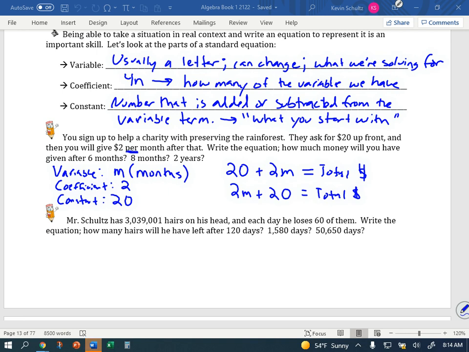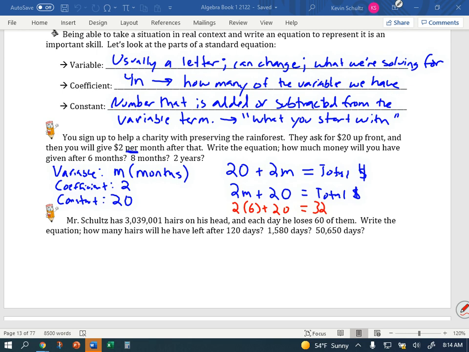Okay? And so then when I ask you, how much money will you have given after 6 months, what do we do to solve this? Or to answer that? Red. Plug in 6, right? So that would become 2 times 6 plus 20, which equals 32.